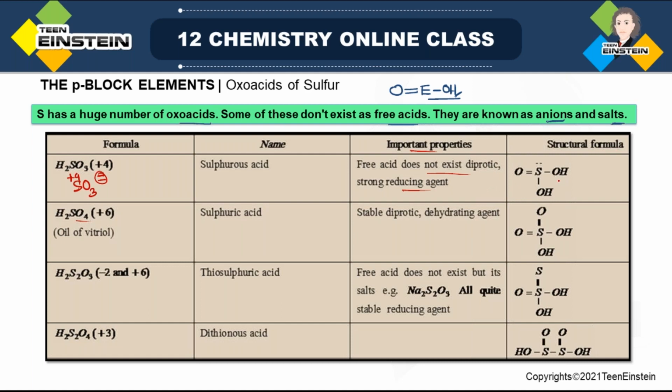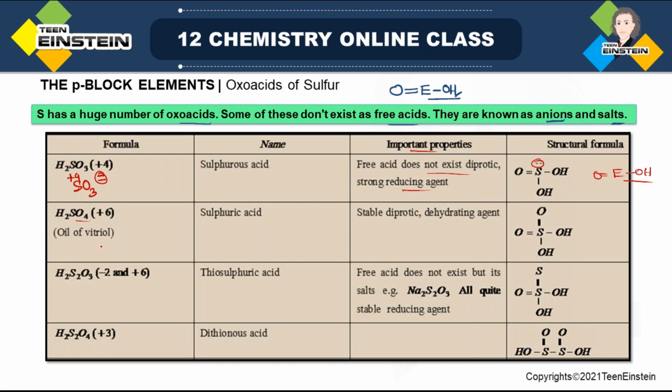This is the structure. Sulfur is attached with 2 OH. Remember the general formula that I have said like this. So here we have a double bond O and 2 OH. At least one OH must be present. And here we have 2 OH.